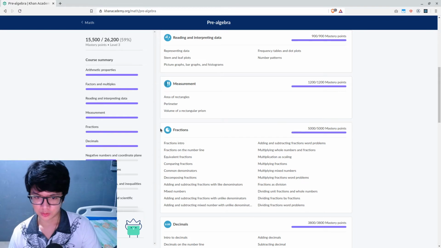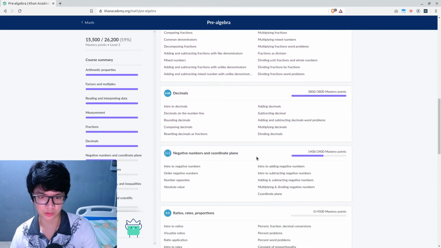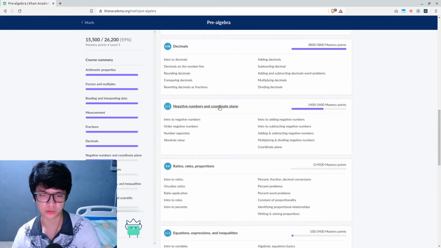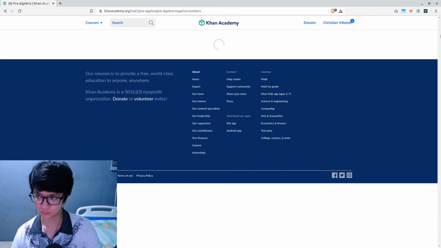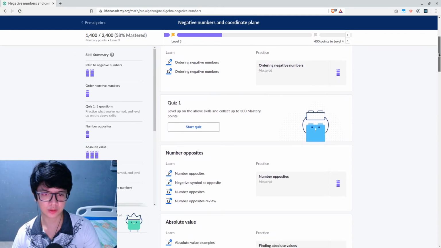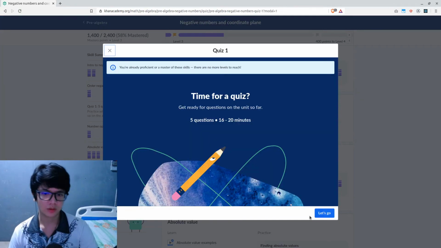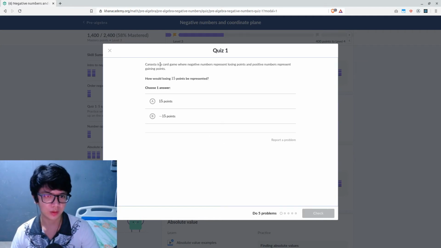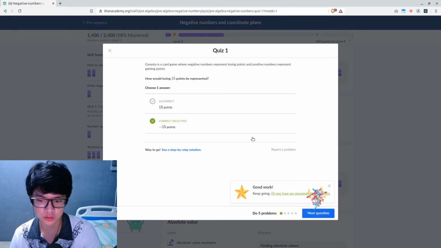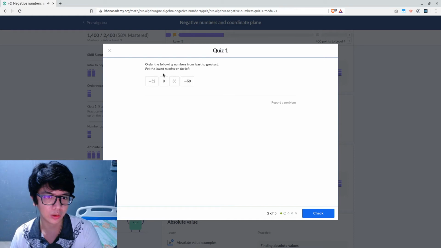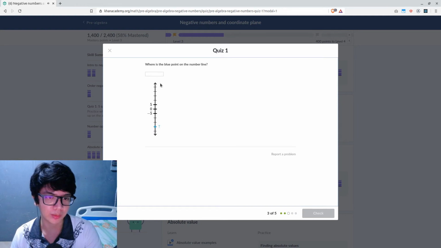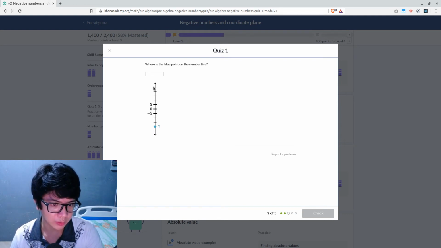Well, it should be next, but we already did this back in arithmetic, so we're gonna do, whoa, negative numbers in the coordinate plane. Oh, cool. It's mastered. Oh my god, quiz. Let's do the quiz. What is this about? It's negative numbers, right? Where are negative numbers, and how would losing 15 points be represented? Lowest on the left. Where is the blue point on the number line? 10, 15, 20, negative 20.